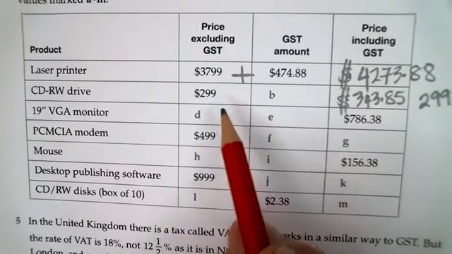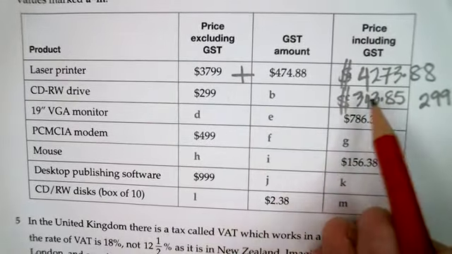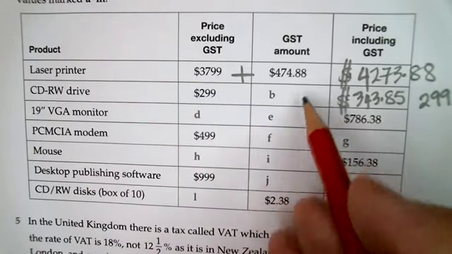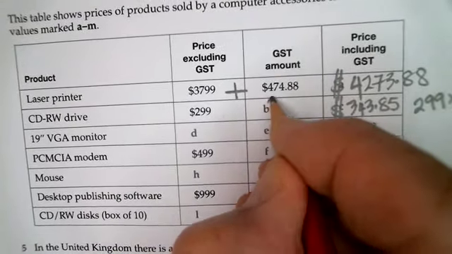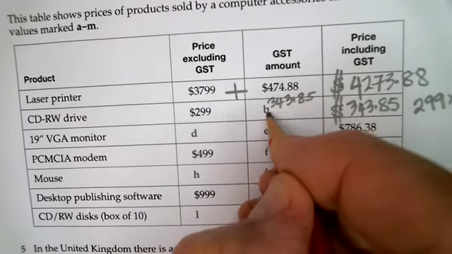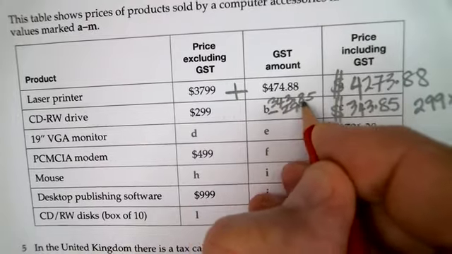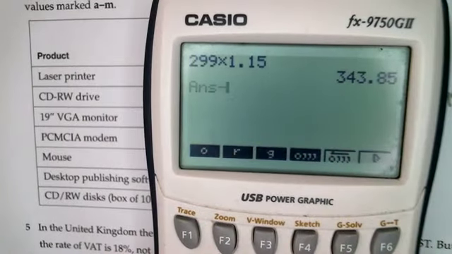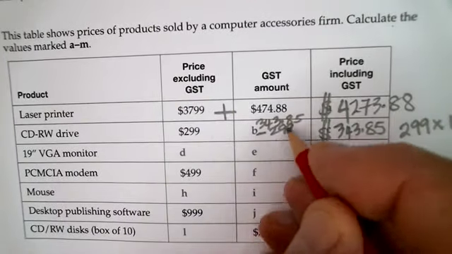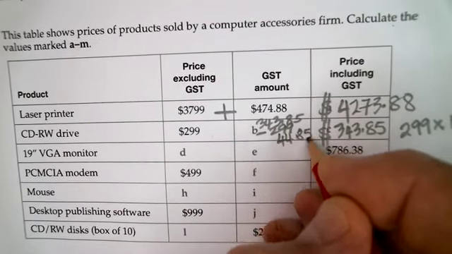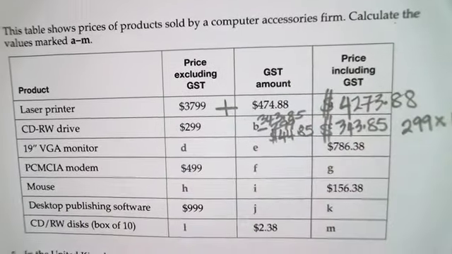So the GST amount then must be the difference between them. So I'm going to take the $343.85 and subtract the $2.99. That's going to give me the difference. Let's have a look. So there it is. I subtract the $2.99, and I get $44.85. So that's the answer here. So it's going to be $44.85. Hopefully you can read that okay.